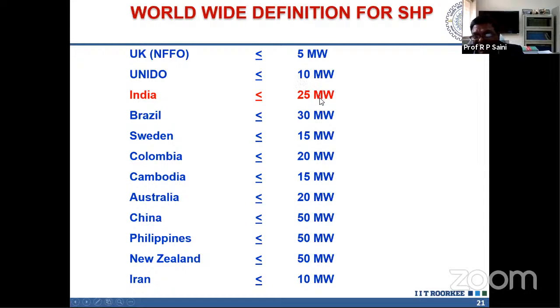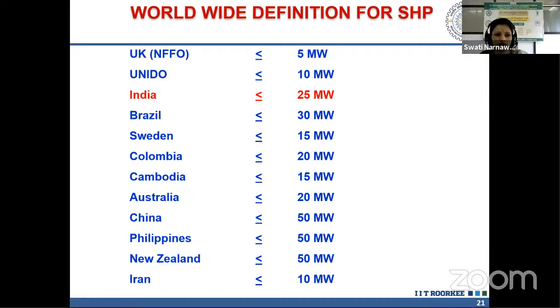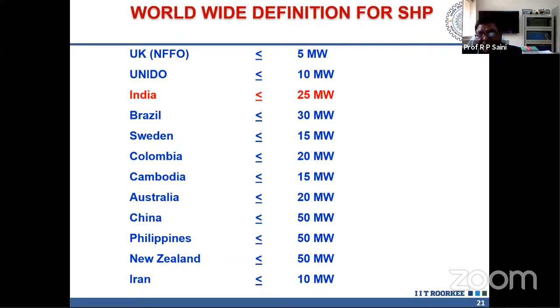It's again a confusing thing, why we have 25 megawatt and all the countries have different capacity for defining SHP, small hydropower. So in India, if you are talking about small hydropower, the plant capacity will be up to 25 megawatt. Beyond this, it will be considered large hydro.